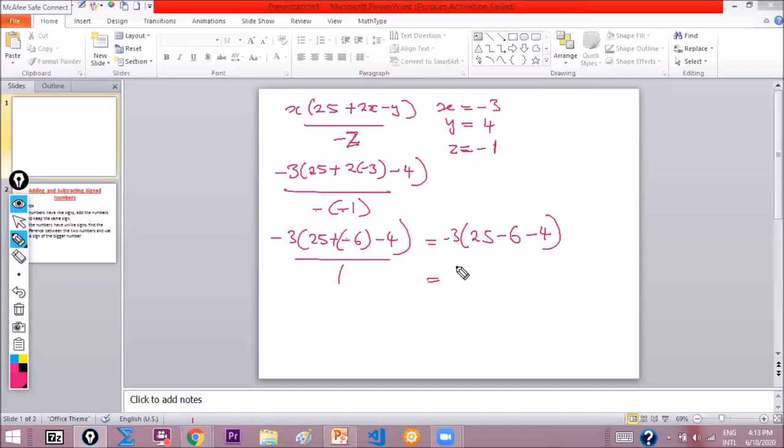So we have a minus 3 brackets. This will be 25, 15 minus 10, which is minus 3 times 15. And minus 3 times 15 will give us minus 45. So this is our answer. Okay, I see you're quite good with this.